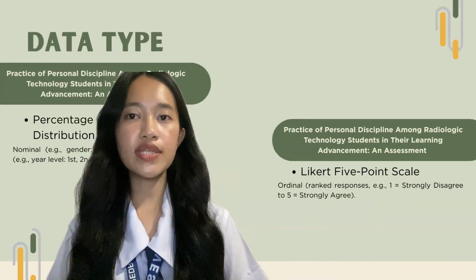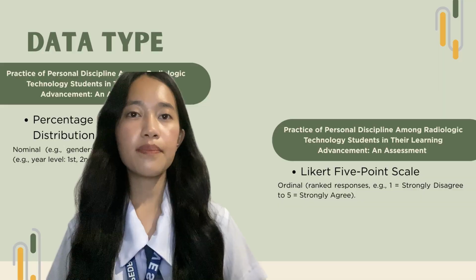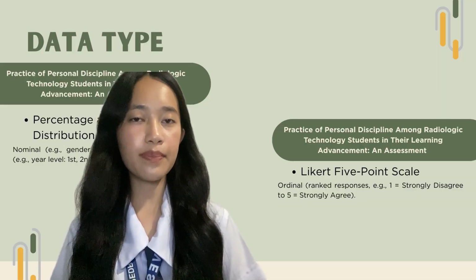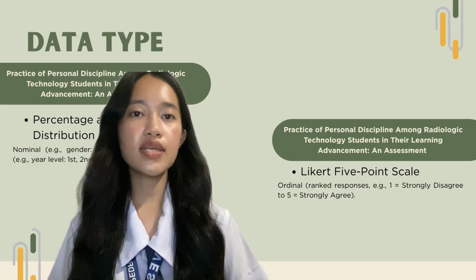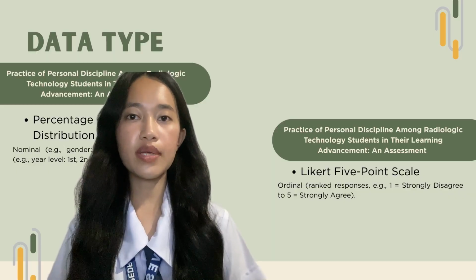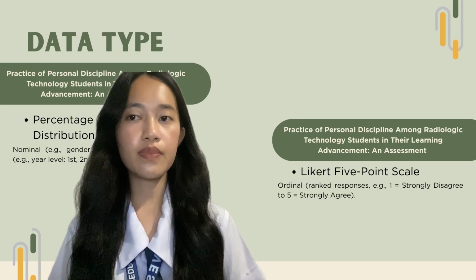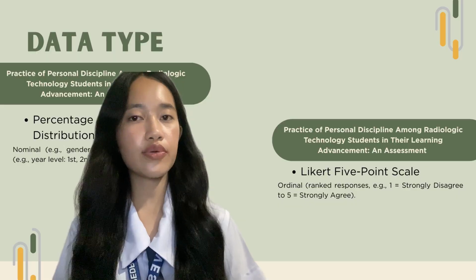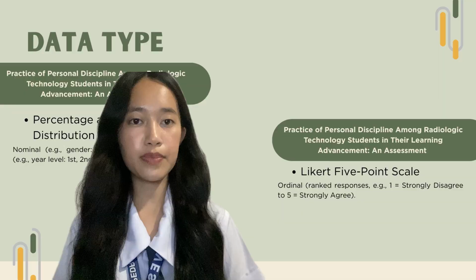Next, the Likert 5-point scale was used to assess students' personal discipline in areas such as time management, peer selection, and handling academic pressure. Students responded to statements like "I am capable of doing tasks all the time," or "I make plans to improve my decision making," on a scale from strongly disagree to strongly agree. This tool was appropriate because the study aimed to measure attitudes and perceptions, which are subjective in nature. The responses are ordinal data as they show a ranked order of agreement or disagreement, allowing researchers to see patterns in how students perceive and practice self-discipline.